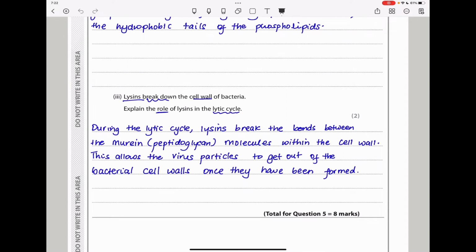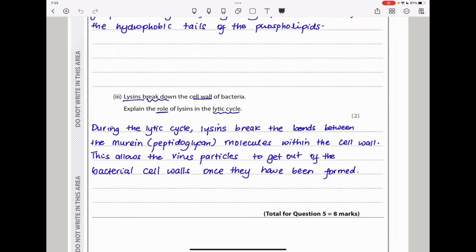Next they say, lysins break down the cell wall. Remember, this is a cell wall and not a cell membrane. So if these lysins break down the cell wall of bacteria, they say explain the role of lysins in the lytic cycle. You guys know in the lytic cycle, this is when these viral particles are going to be getting out of the bacteria that they had infected. It means the cell wall has to give way so that these virus particles can go through. And to do that, the lysins are going to be breaking some bonds, separating the molecules within the cell wall to allow the pathway of these viral particles.